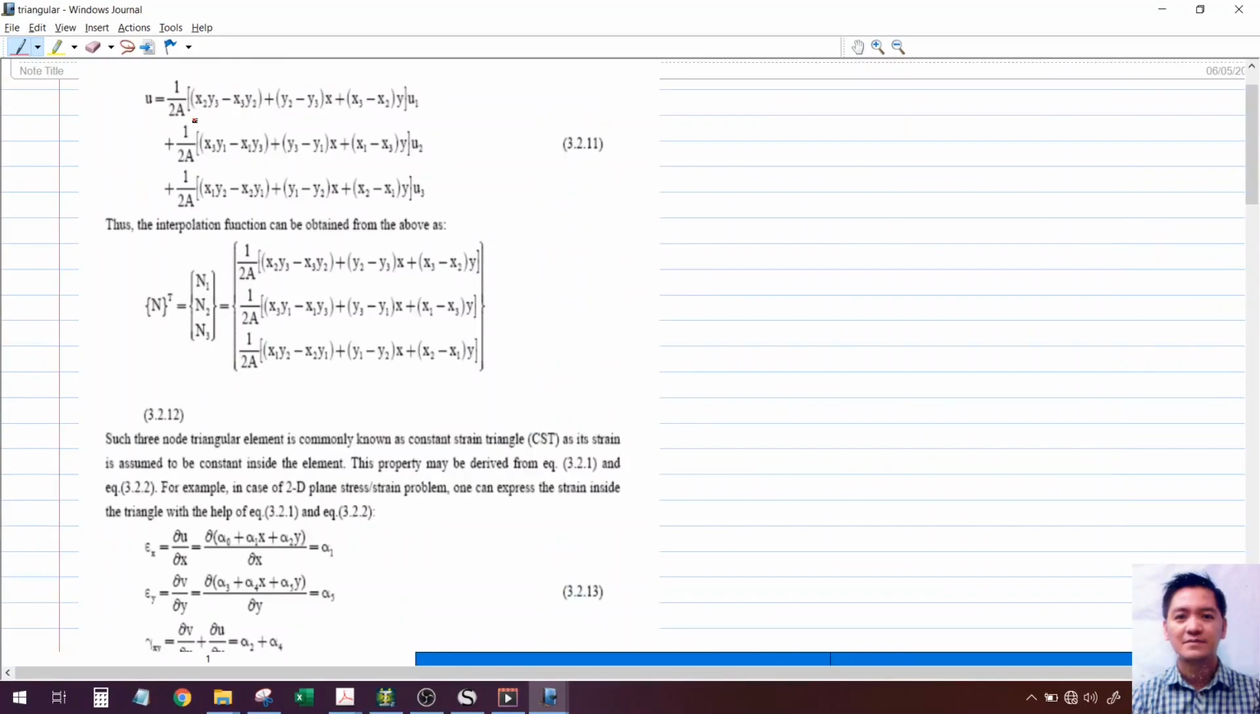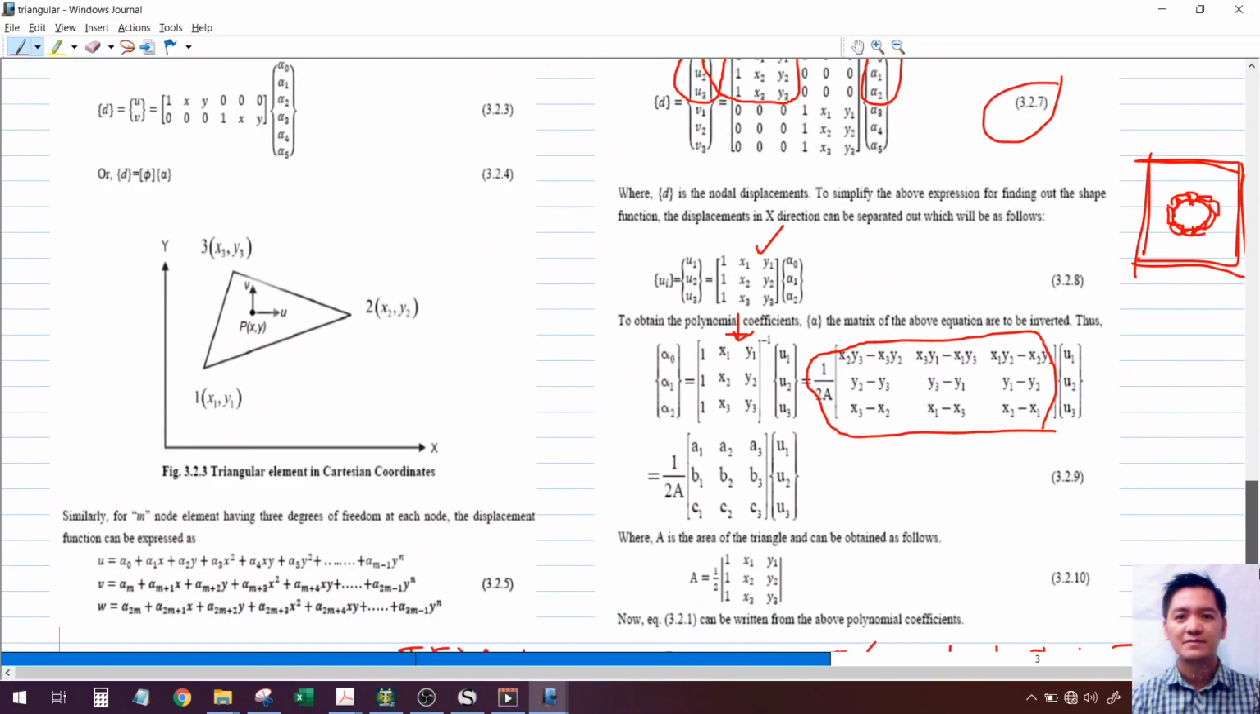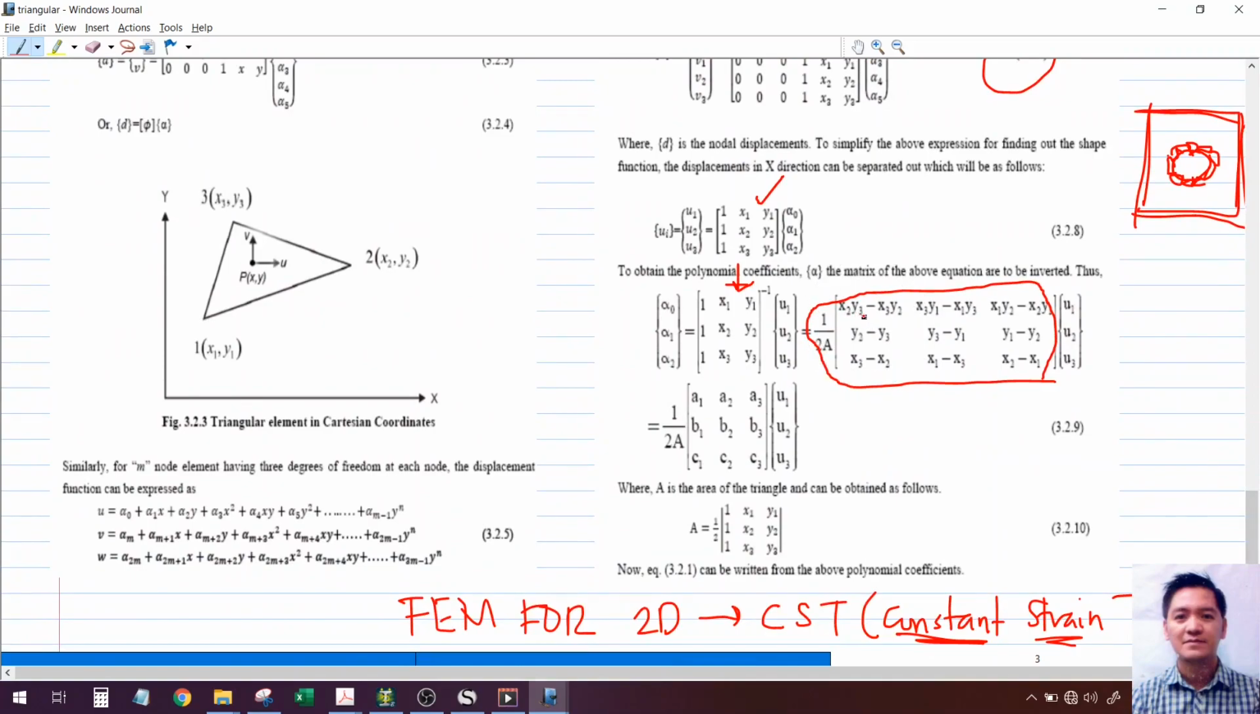Okay. So, pag ito, no? 1 over 2a, x2, y3 minus x3, y2. Take note, everything here, no? They are all in terms of coordinates ng triangle, ng ating element. Okay? Walang variable dito na lumalabas, no? Okay? Except ito, syempre, yung unknown displacement. Yan. So, 1 over 2a, a1, a2, a3.